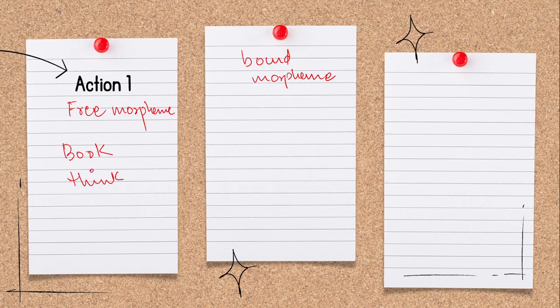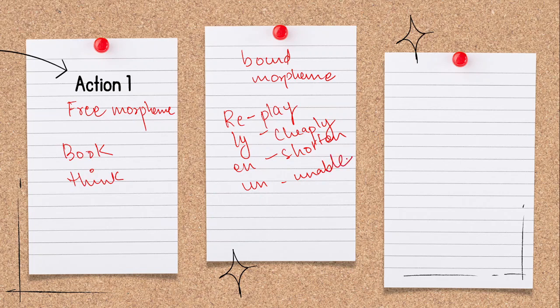A bound morpheme is one that cannot stand alone with the meaning. It is always added to one or more morphemes to form a meaningful word. For an example, like re, ly, en, un, right? So we can add them to form replay, cheaply, shorten, unable. These are the parts which cannot stand alone with the meaning. Correct?